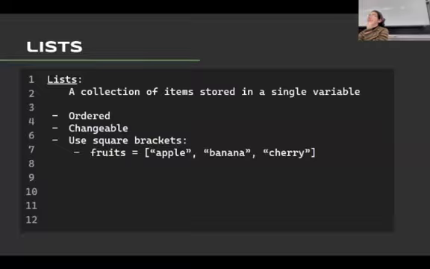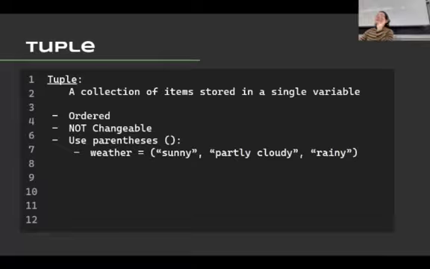So you can change, say if I wanted to put cherry in front of banana, I could do that. That's important to note because it really helps you if you're doing math. If you have a list of student names and you want them in alphabetical order, you can rearrange it in a list. You cannot do that with a tuple.